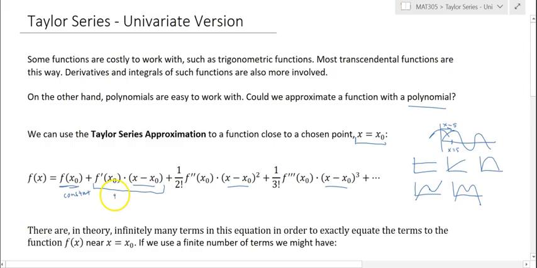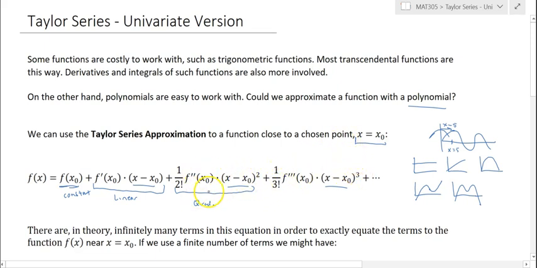Now, this is called the linear term. It requires evaluating the first derivative at that point and then x minus whatever that point is. Then you get what's called the quadratic term. Quadratic term, notice, is 1 over, this is 2 factorial. Factorial means multiply all of the integers, starting at that integer all the way down to 1. So this would be 2 times 1. 3 factorial would be 3 times 2 times 1, etc.